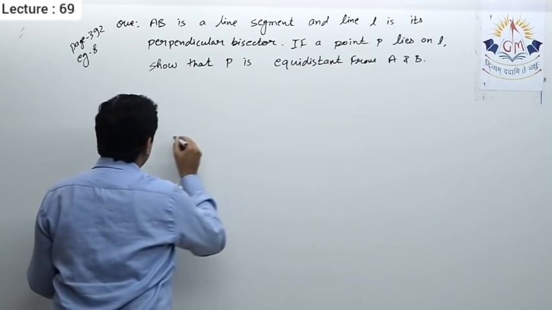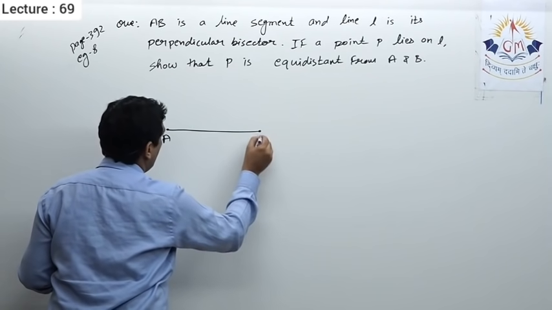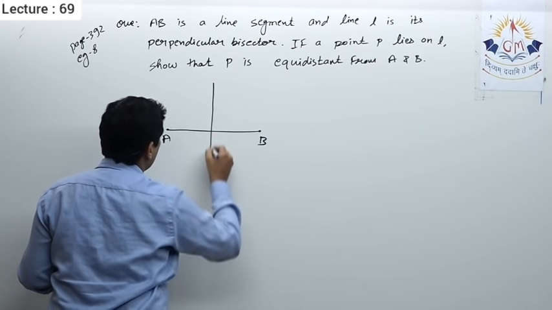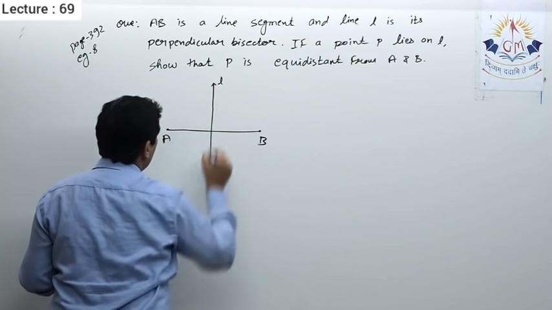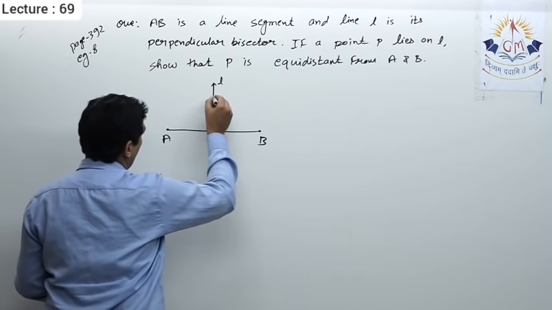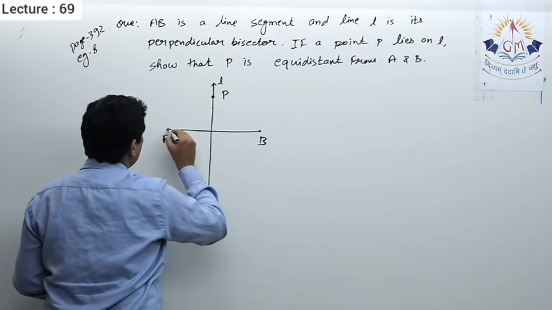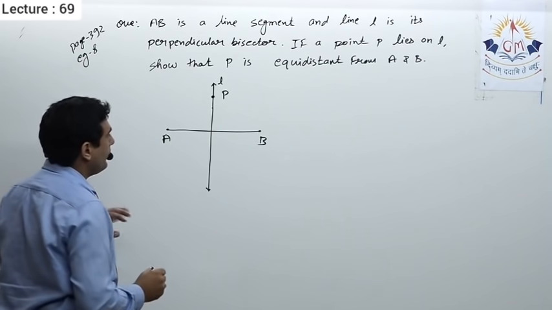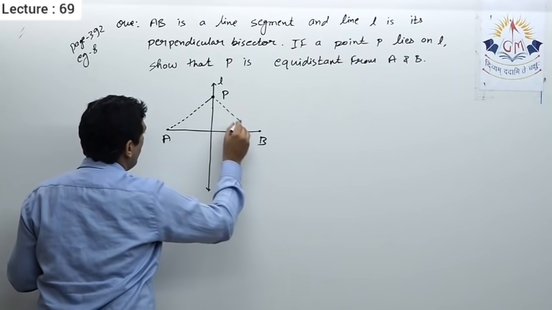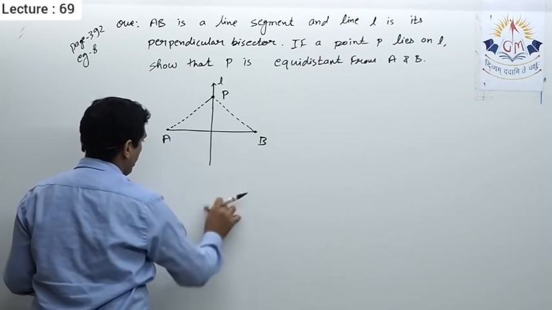So let us see. AB is a line segment. This is the line segment AB. Now L is its perpendicular bisector. Here I took line L, its perpendicular bisector. Now P is a point on line L. It might be over here, or anywhere. I am taking over here. So you have to show P is equidistant from A and B. So if I join this, actually you have to show that PA is equal to PB.